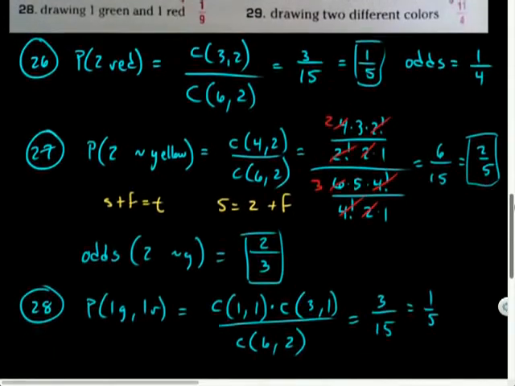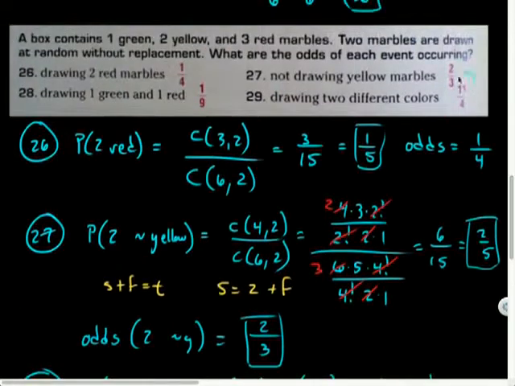Let's see, 29, the probability of drawing two different colors. Oh man, that one's crazy. Also, I want to point out, notice odds does have the potential of being greater than 1 if the ratio of success to failure is more likely than not. Whereas probability was always between 0 and 1. So let's see, probability of drawing two different colors.